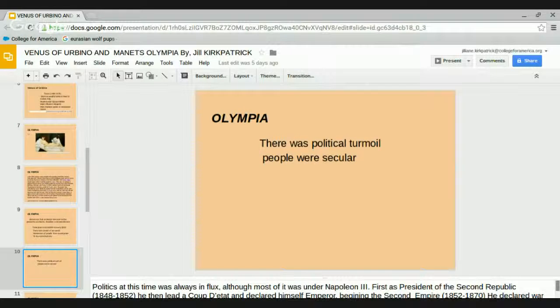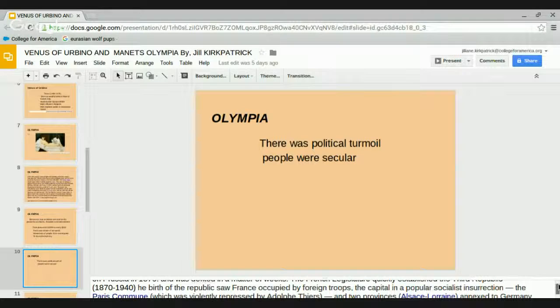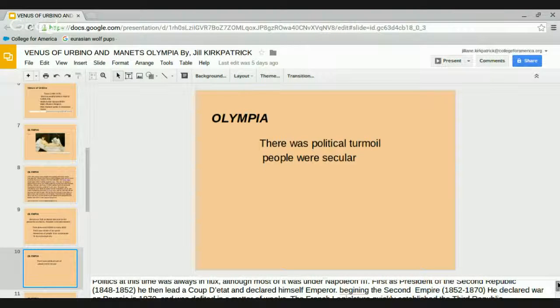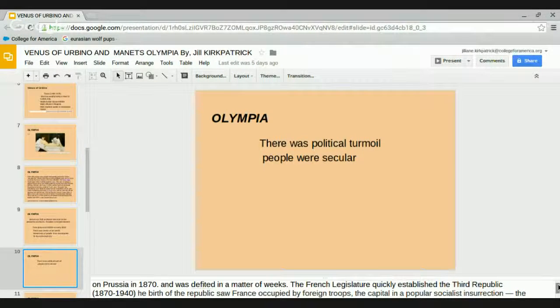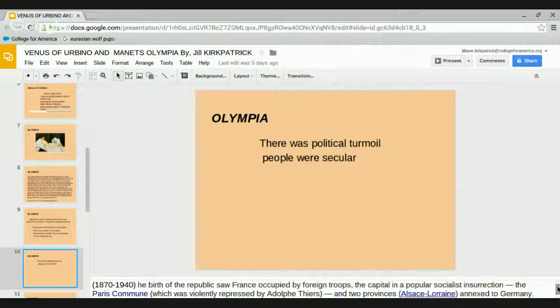Politics at this time was always in flux. Although most of it was under Napoleon III, first as president of the Second Republic, he then led a coup d'etat and declared himself emperor, beginning the Second Empire. He declared war on Prussia in 1870 and was defeated in a matter of weeks. The French legislature quickly established the Third Republic. The birth of the Republic saw France occupied by foreign troops, the capital in a popular socialist insurrection, the Paris Commune, and 2 provinces annexed to Germany. Feelings of national guilt and a desire for vengeance would be major preoccupations of the French throughout the next 2 decades. The influence of the church greatly decreased at this time, and the people of France became very secular.